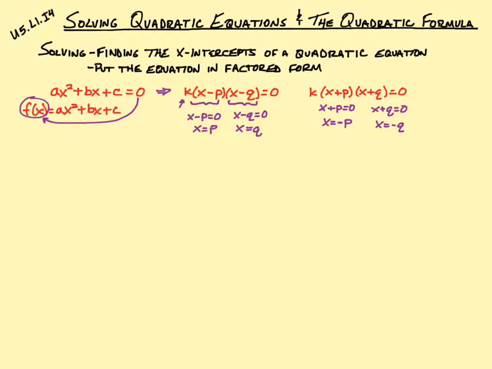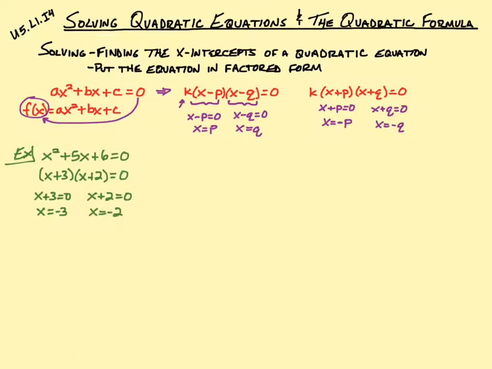So let's see what happens with an example. We've got x squared plus 5x plus 6 equals 0. This one should be pretty straightforward to factor. So we get x plus 3 times x plus 2 equals 0. We're going to take each factor and make it equal 0. So x plus 3 equals 0, subtract 3 from both sides, so x equals negative 3. x plus 2 equals 0, subtract 2 from both sides, so we get x equals negative 2.